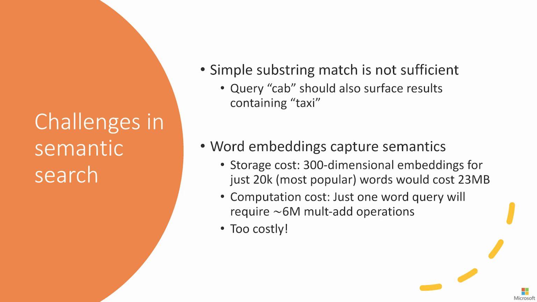So what we try to do is we pre-process these computations and build a dictionary. So cab is similar to taxi and so on, and we store this dictionary rather than the embeddings. So these are clever tricks that can be done, which use word embeddings, but in the background, it's not used on device.